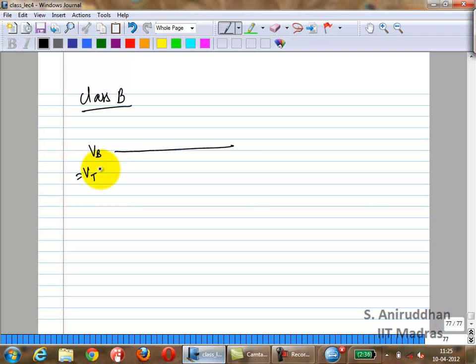If you choose VB equals VT, it looks like this. So this portion M1 is completely off. So you bias VB, you make VB exactly equal to VT, the threshold voltage of the transistor, so that any time the input signal voltage goes below VB, the transistor will turn off. So it conducts exactly for 180 degrees. So half cycle.